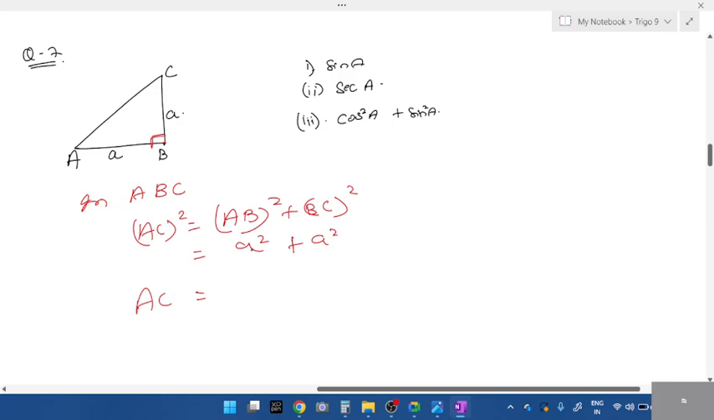Both of you respond. How much is A square plus A square? What is X plus X, students? Like terms. X and X are like terms. When you add, you get 2X, right? In the same way, A square plus A square becomes 2A square.